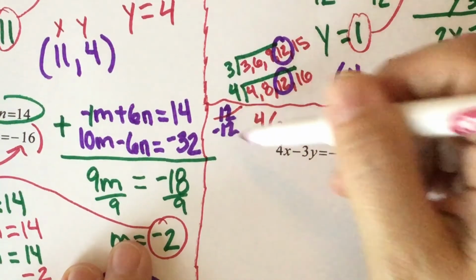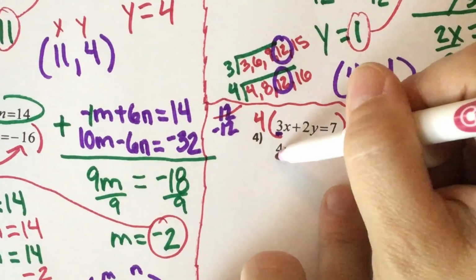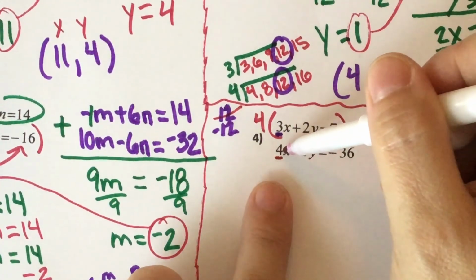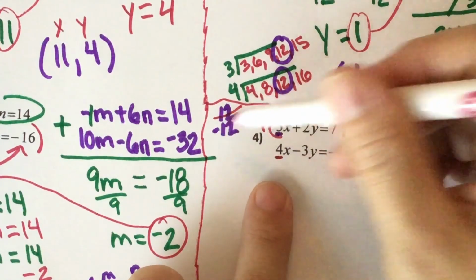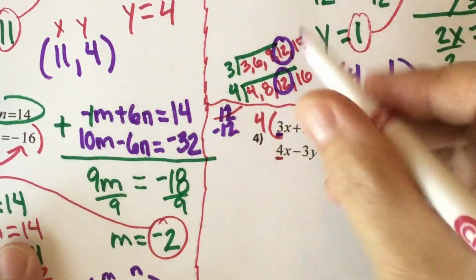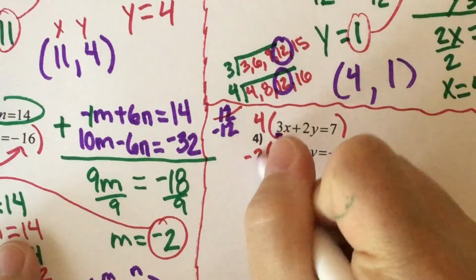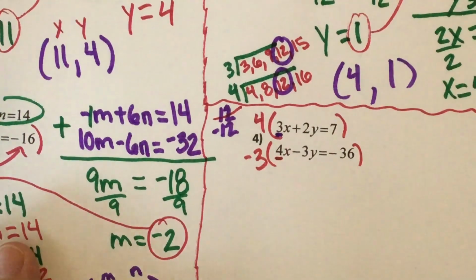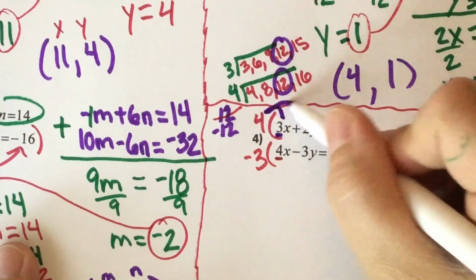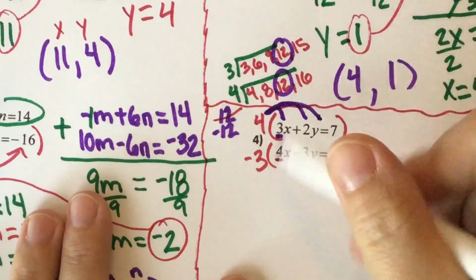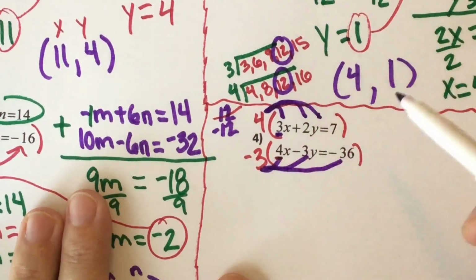Now let's make the bottom one the negative 12. So right now it's a 4. What would you have to multiply 4 with to get a negative 12? A negative 3. Okay, here we go. And we need to multiply all 3 things.